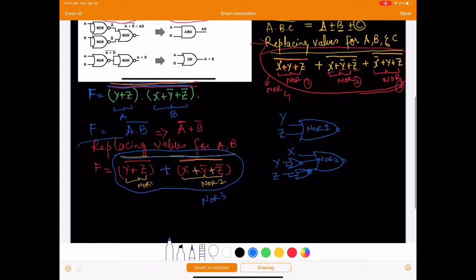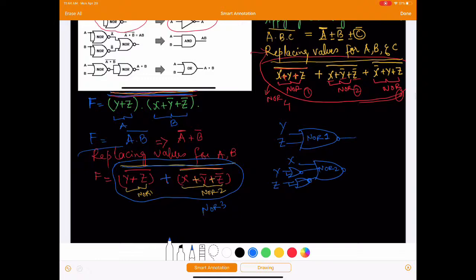Plus we have the last NOR, which is NOR 3. The inputs to NOR 3 are these two terms. So the output of these two will go into this NOR right here, and I'll label it as NOR 3, and that's your output function F.